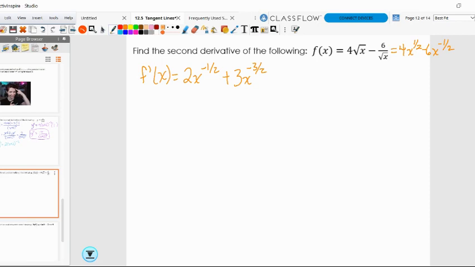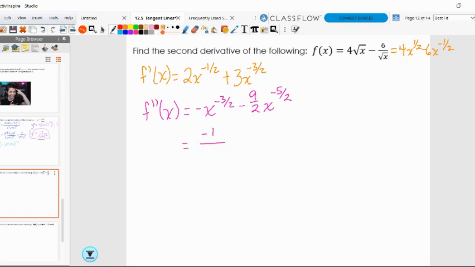All right, so now we're ready to take the second derivative. So let's go ahead and do that. So f double prime of x will just be negative 1/2 times 2, which is negative x to the negative 3/2. Negative 3 times 3/2 is going to be minus 9/2 x to the negative 5/2. Okay, now this is not the form that they actually asked for. They asked for the second derivative, and so we do need to clean this up. We can't leave the negative exponents here. So let's see what this is going to be.